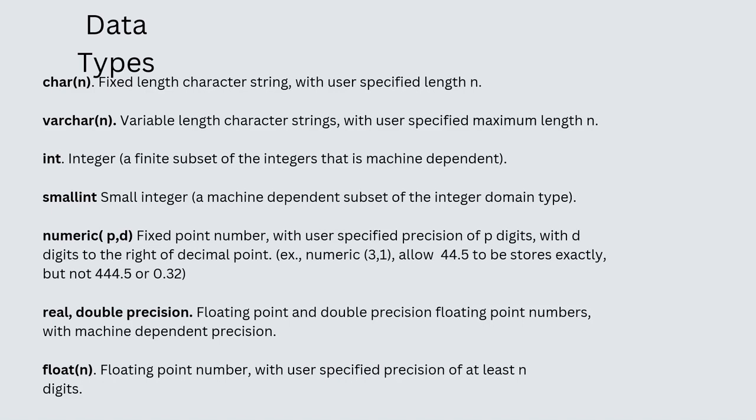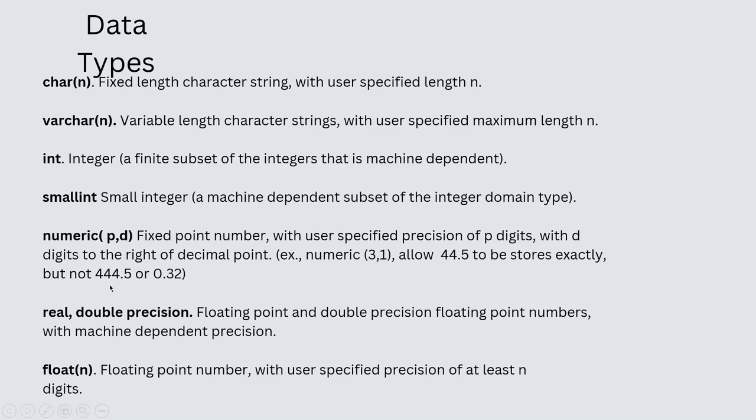Numeric is quite interesting. P, D அப்படின்னு நம்ம சொல்கிறோம் அப்படின்னா this is used for fixed point number or decimals மாதிரி. Just see the example over here. Numeric 3, 1 அப்படின்னா what it means is that அந்த நம்பரில் 3 digits இருக்கணும், அப்புறம் ஒரு டிஜிட் தான் டெசிமல் பாயிண்ட்க்கு அப்புறம் இருக்கணும். For example 44.5 is a correct value. We have 445, so 3 digits இருக்கு and we have just 1 digit after the decimal point which satisfies the constraint and this is allowed.